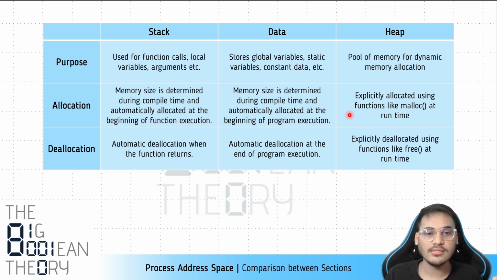So this slide gives you a basic comparison of the different sections that are there on the process address space, right? So guys, this was it for this video. In this video, we took an example which summarized all the concepts that we learned through this topic, right? And we saw all the different sections in action through that example. And in the end we compared the different sections: where the data is stored, what is the purpose, and how the allocation and deallocation is happening in all of these different sections.